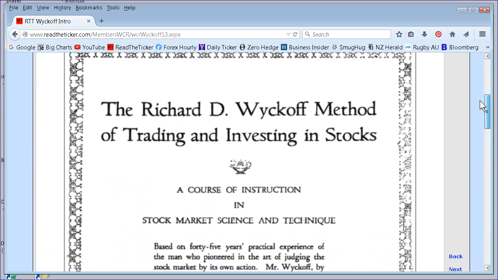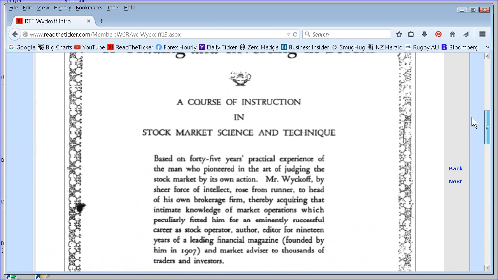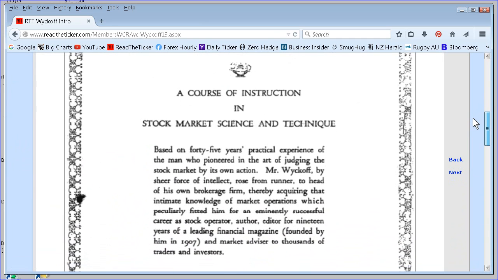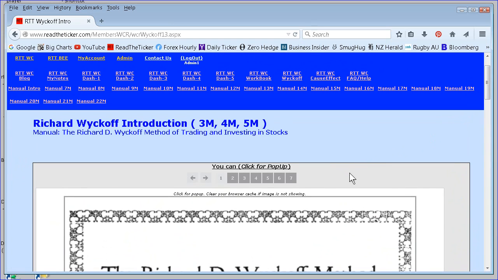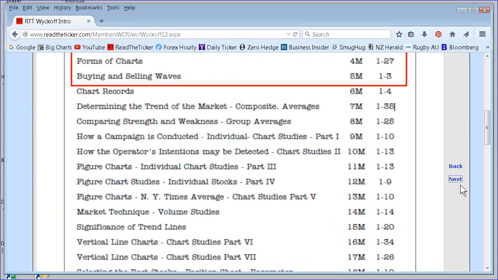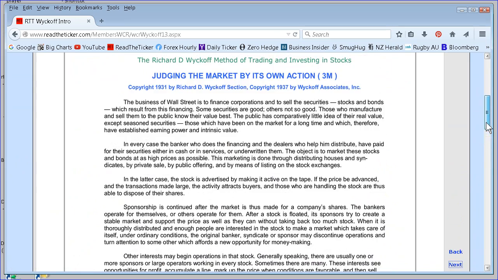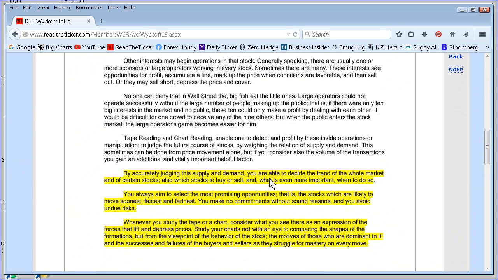The Richard D. Wyckoff method of trading and investing in stocks. This is the original course sold to students by Mr. Wyckoff and Bob Evans. In the first few pages of the introduction explaining what to learn, he says a couple of things. By accurately judging supply and demand, you are able to decide the trend of the whole market and of certain stocks. Also, which stocks to buy and sell, and what is even more important, when to do so.